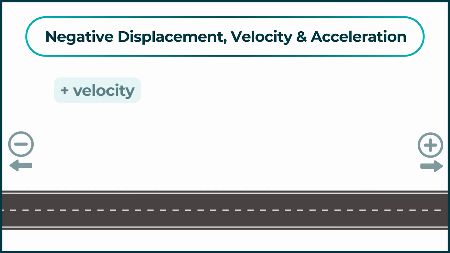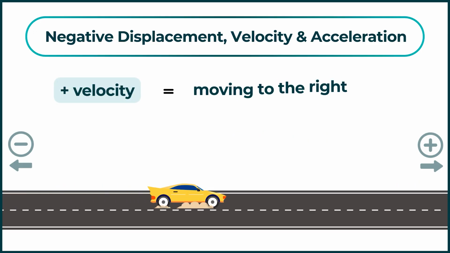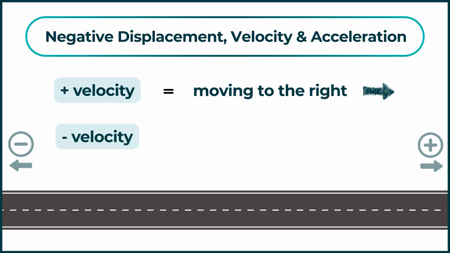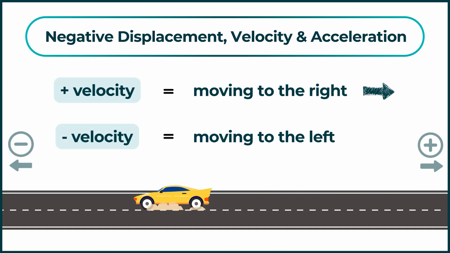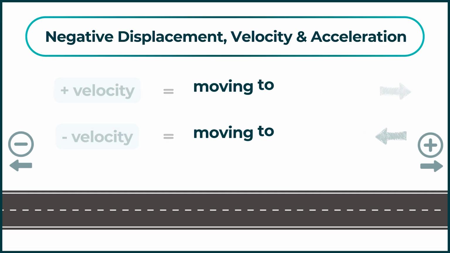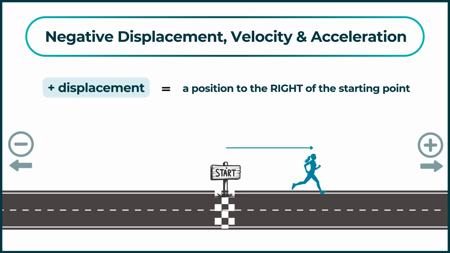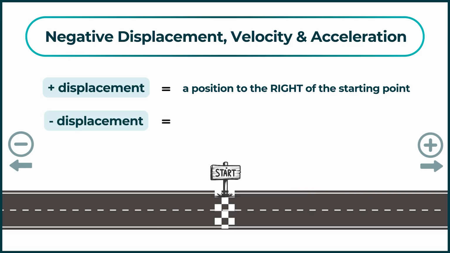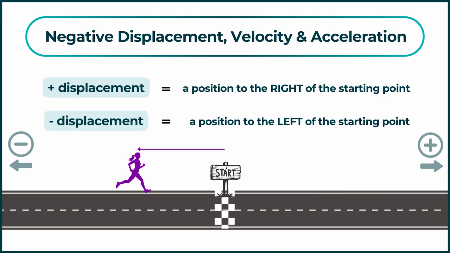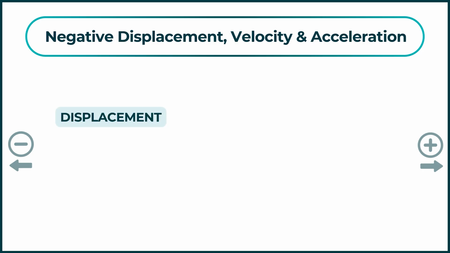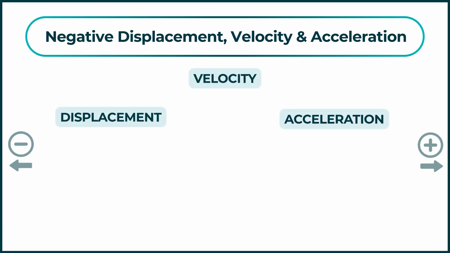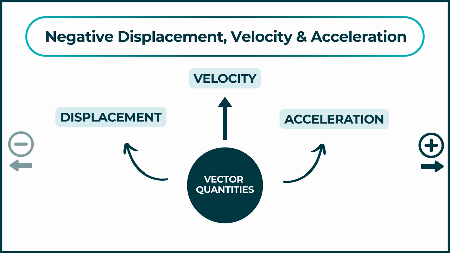When it comes to velocity, if positive velocity represents movement to the right, then negative velocity represents movement to the left, which is the opposite direction. Similarly, for displacement, if positive displacement indicates a position to the right of the starting point, then negative displacement indicates a position to the left of the starting point. As displacement, velocity, and acceleration are all vector quantities, these positive and negative signs are crucial to their meaning.